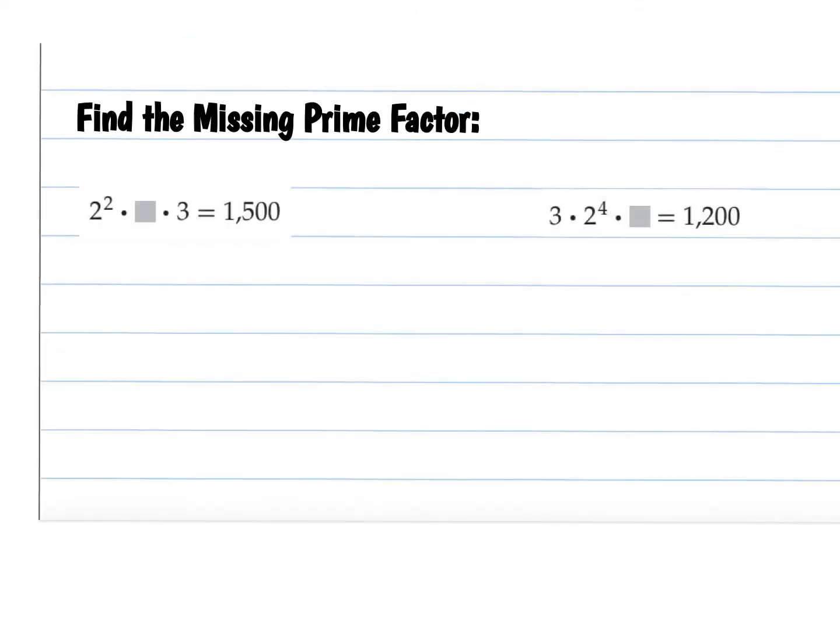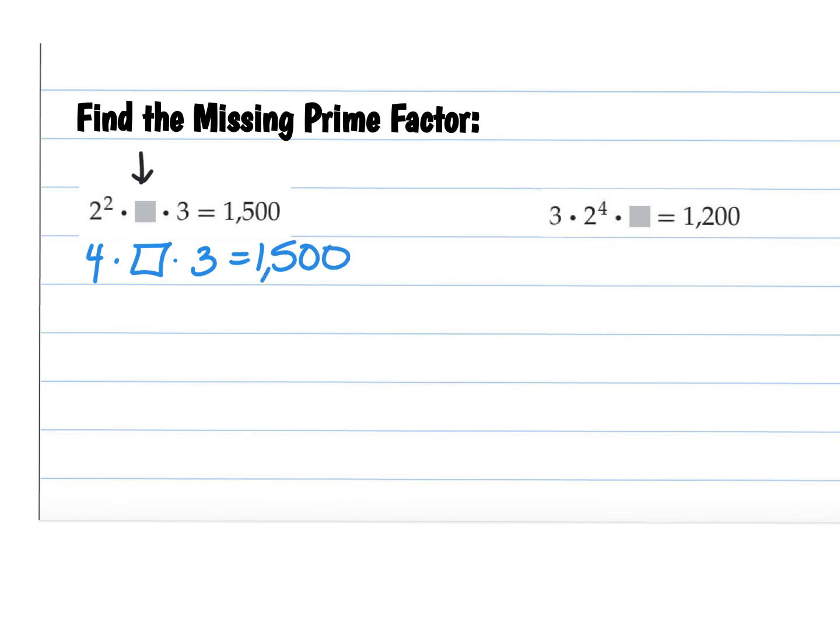So now this slide, we are just doing the opposite. We're working backwards. If we know the number and we know some of the prime factors, we have to find the missing one. So we're looking for this missing one here. So what you're going to do is just work forward and backwards. So what I'm going to do is say 2 squared, I know is 4. Then this is 4 times what? You could put a variable there. Times 3 would give me 1,500.